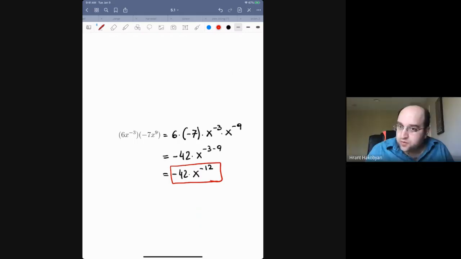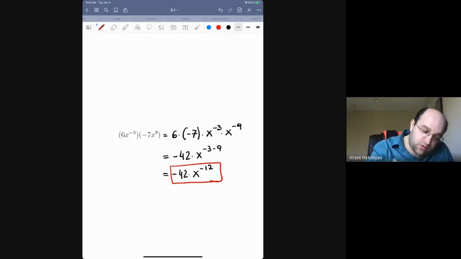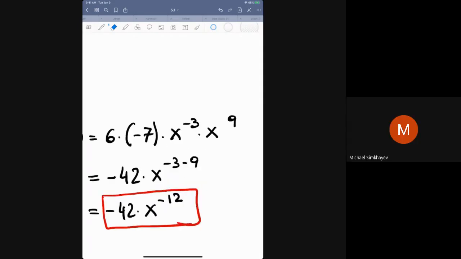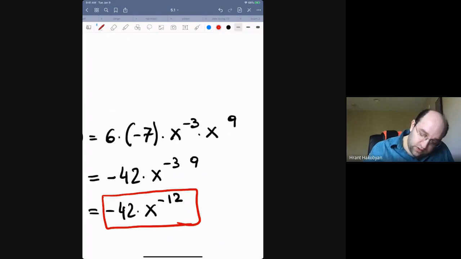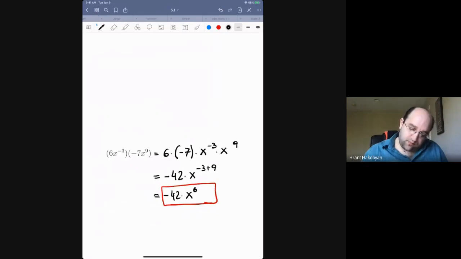-9? How'd you get -9? It shows +9. Oh, sorry, I just read it wrong. So the exponent is positive, right? Positive, so it's going to be 6 times -7 times x to power -3 plus 9. Right. Thank you. Okay, so that's that.